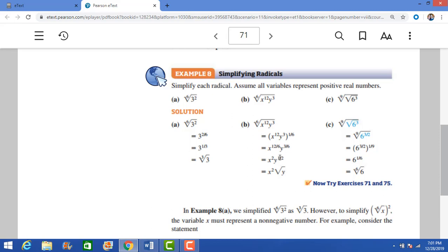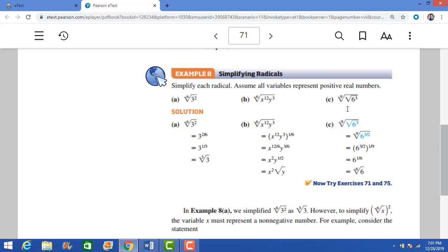Now we can change it back into radical form. So this is going to be x squared times the square root of y, because typically we don't want fractional exponents. We want to have things in radical form.